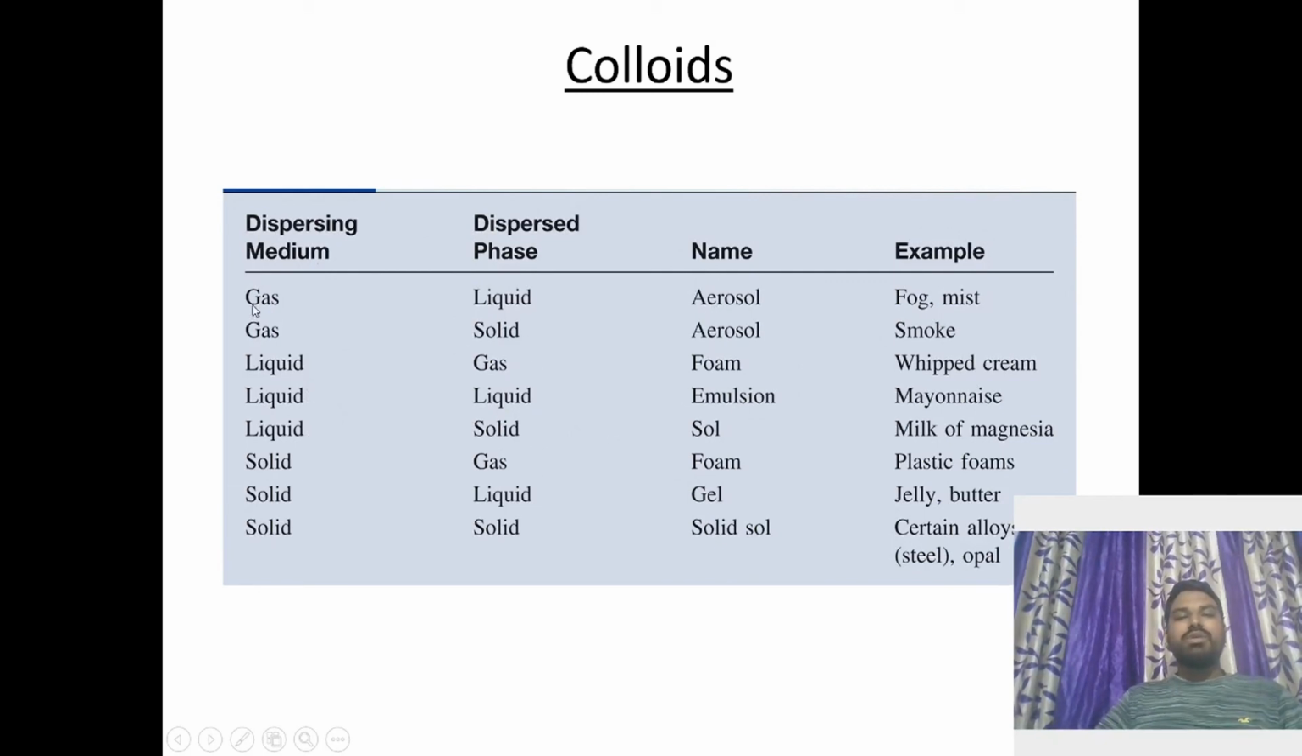These are the names. If there is gas as dispersion medium and the dispersed phase is liquid, the name will be aerosol and examples will be fog and mist. If the dispersion medium is gas and the dispersed phase is solid, then also it is aerosol, but the example will be smoke. Now, if we consider a liquid medium and solid as the dispersed phase, then it will be sol and examples will be milk of magnesia.